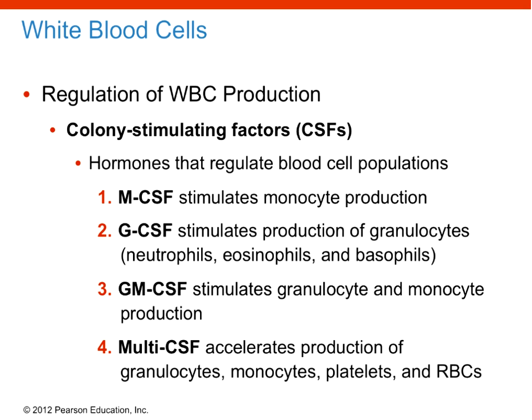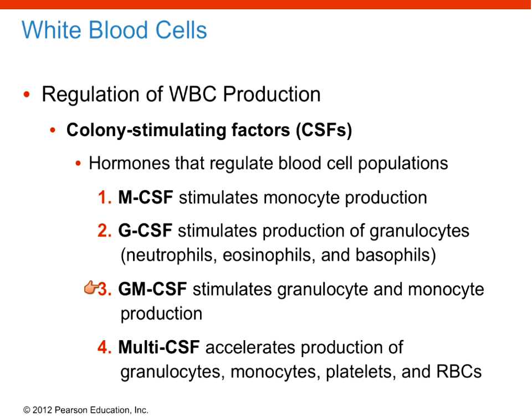To make these different kinds of white blood cells, even though they come from the same myeloid stem cell, there is some differentiation that has to take place, because neutrophils, eosinophils, monocytes, and basophils all have slightly different jobs. So there are different hormones that will stimulate their production. The M colony stimulating factor will stimulate monocytes. G colony stimulating factor will stimulate any of those granulocytes, so neutrophils, eosinophils, or basophils.